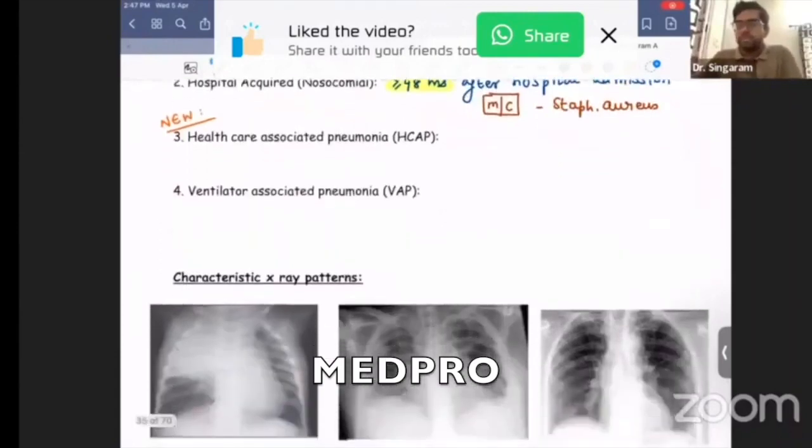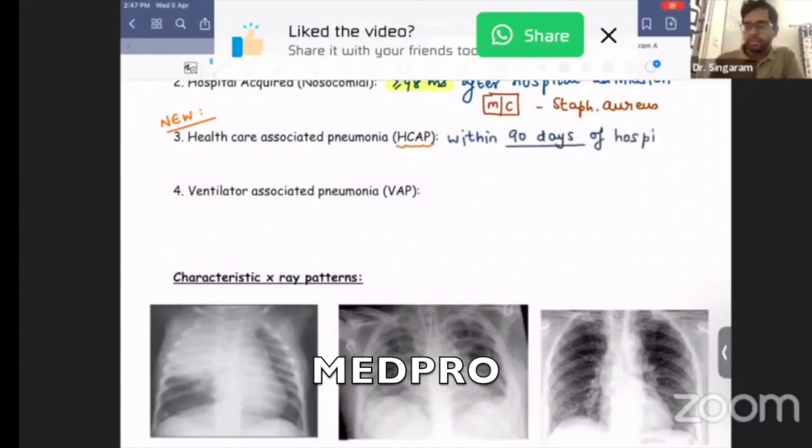Looks like a very vague definition, but nowadays it is becoming important for only one reason, which I'm going to tell you shortly. So the situation is like this. Patient was admitted in the hospital. He is discharged, and a few days later, he comes back with pneumonia to the same hospital itself. We call it healthcare associated pneumonia. What is the timeline after hospital discharge? He develops infection within 90 days. Very important. Within 90 days. So it is relatively a long time. Within 90 days of hospital discharge, if he is developing an infection, it is called healthcare associated pneumonia.